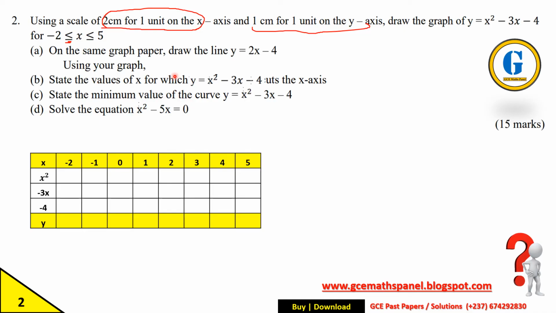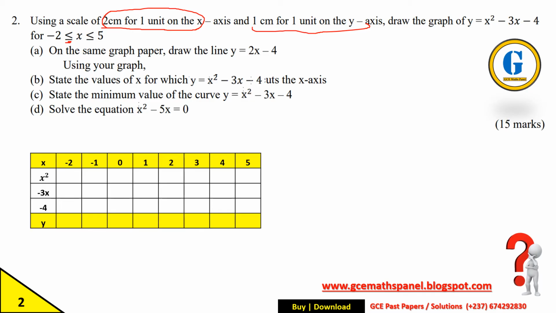Now we take this quadratic equation and break it into 3 terms. So we have x squared. This is the x squared here. The next term is negative 3x. This is a negative 3x. The next term is negative 4. This is a negative 4. So we split it up like this and put it on the table. You can now start entering these values. Okay, now let's enter the values.